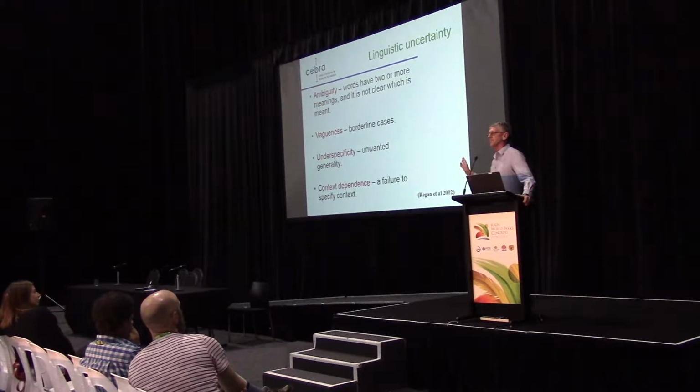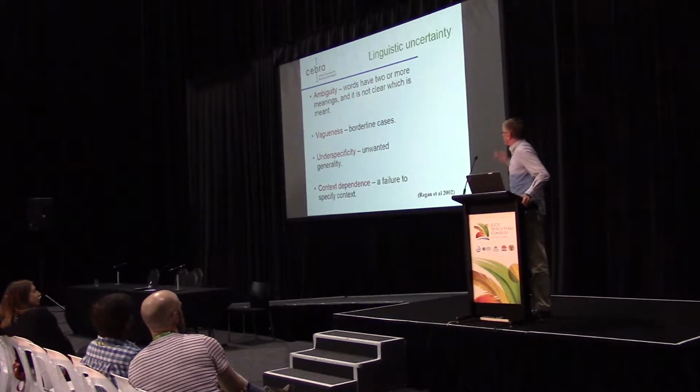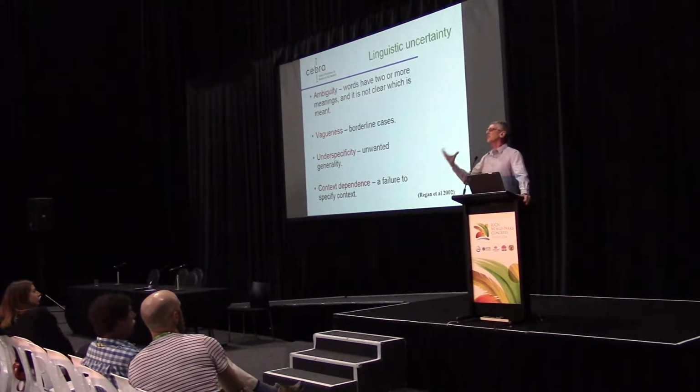Under specificity, it means I know something about this problem, I just didn't bother to tell you. Context dependence, I didn't tell you the context in which these words were meant to be understood.